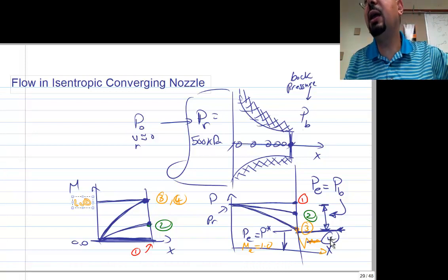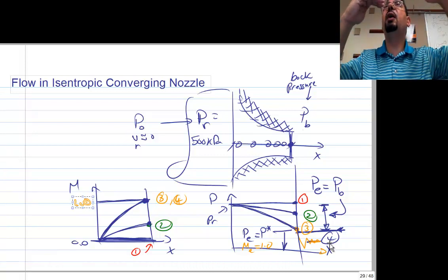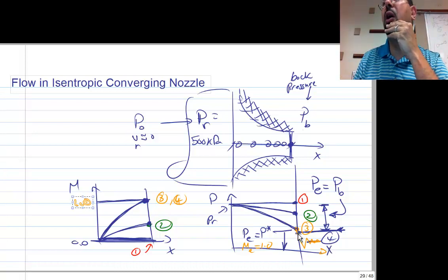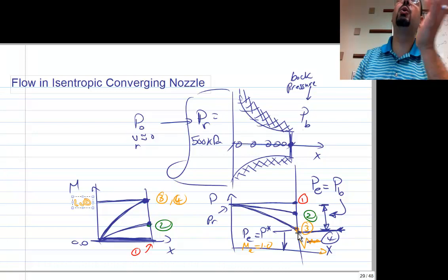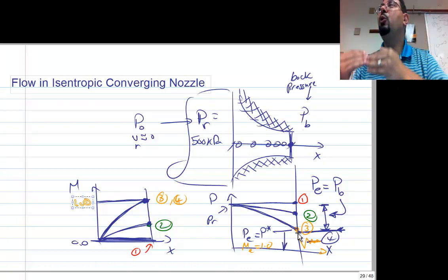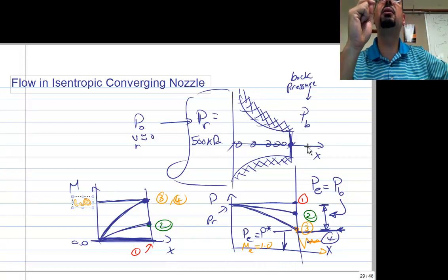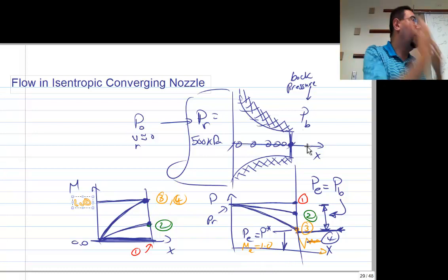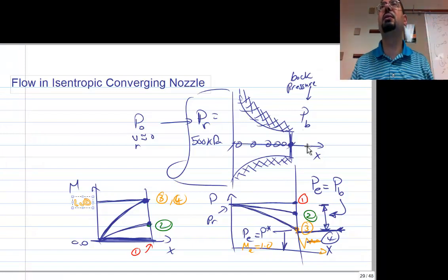So now what happens if I take the back pressure and lower it even more, lower than 0.5283 of P naught? Unfortunately, that's what all the people before De Laval were trying to do. They were trying to lower the pressure more and more, but they never managed to get anything faster than Mach 1 at the exit. This nozzle cannot get anything more than Mach 1, and that's weird. Why, if I keep dropping the pressure outside, wouldn't the flow accelerate faster?